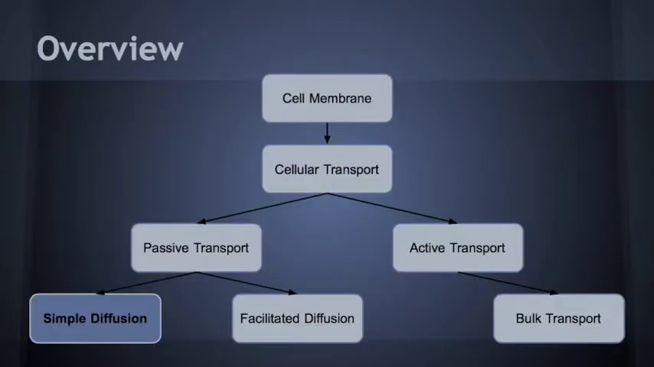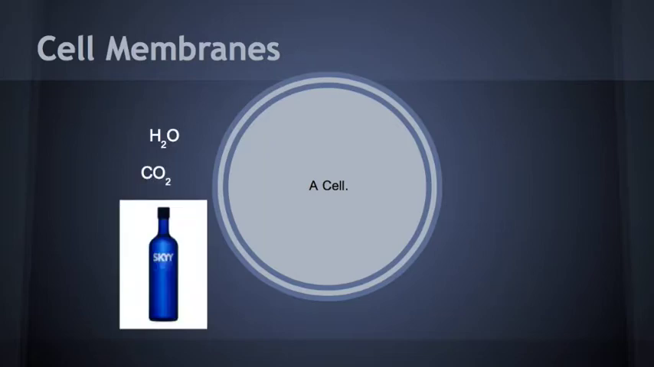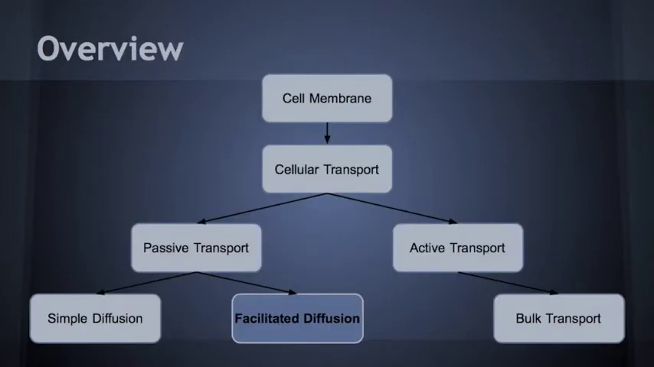There are two different types of passive transport, simple and facilitated. Certain substances can pass freely through the cell membrane, substances such as water, carbon dioxide, and alcohol. These are all small enough to pass through the cell membrane on their own.